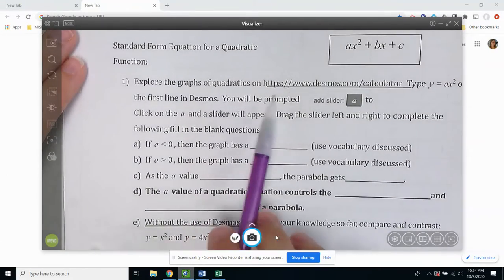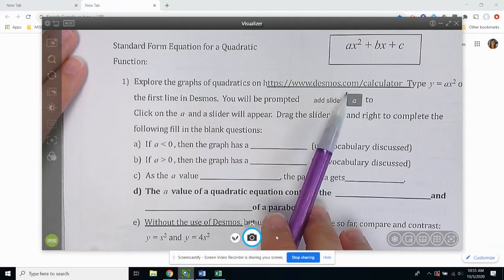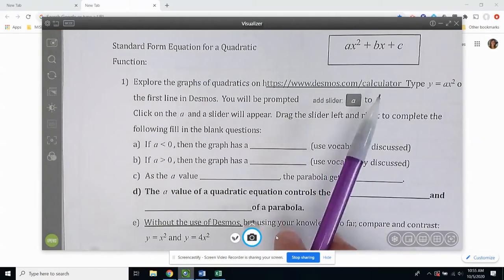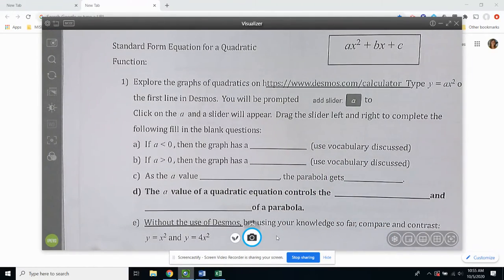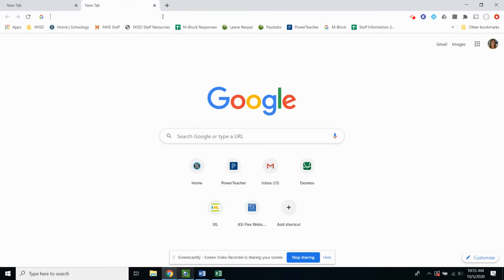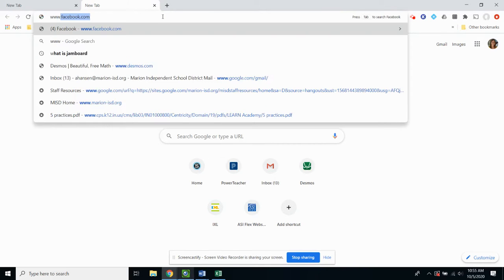So this wants you to go to desmos.com/calculator. So go ahead and pause your video, or you don't have to pause and you can follow along with me. That's fine too.